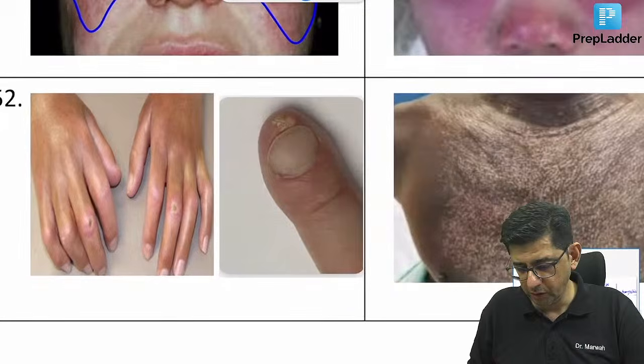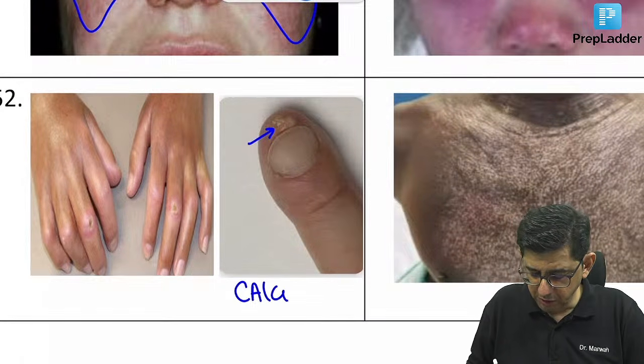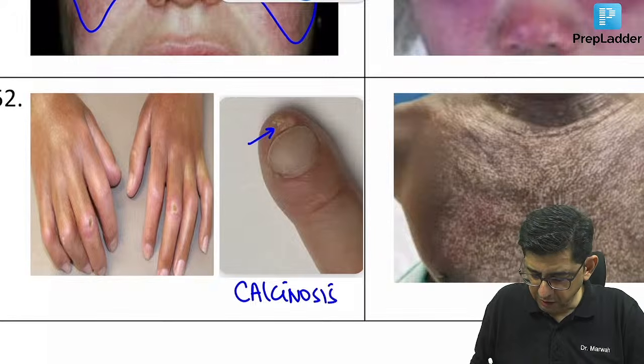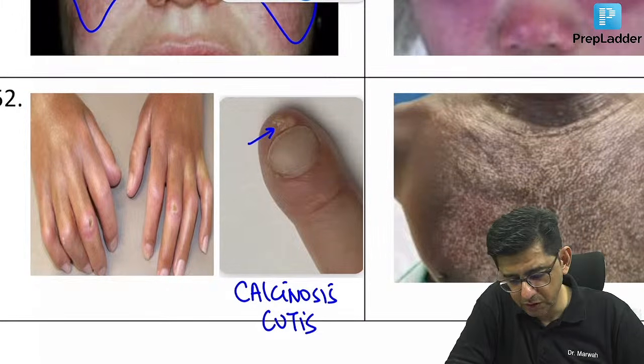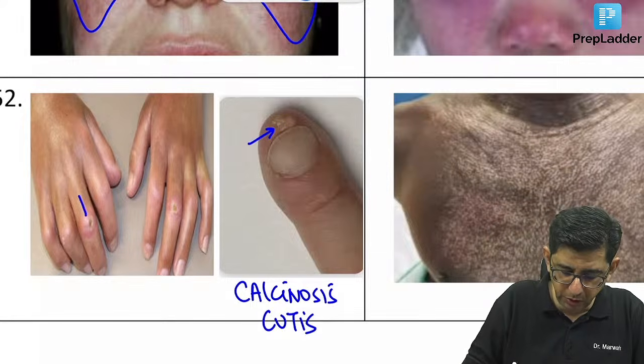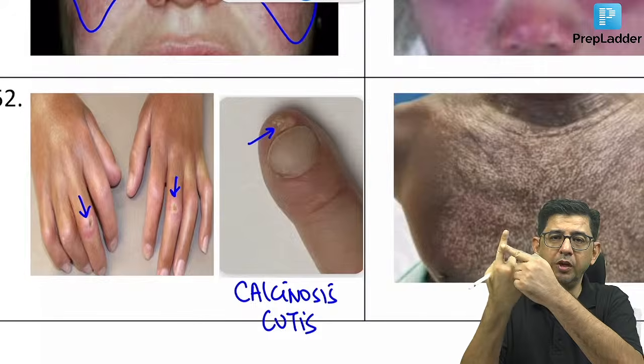Now we move on to 52. In 52, if you check out, you can notice calcium deposition in the skin. This calcium deposition in the skin is what is called calcinosis cutis. You can also notice that there is loss of creases on the IP area, like in our figure, where you have these creases.